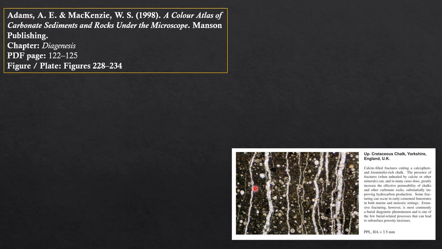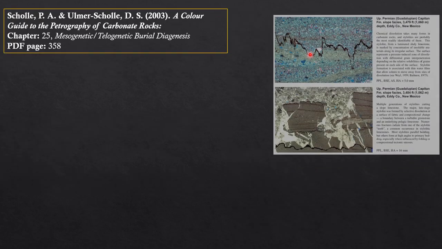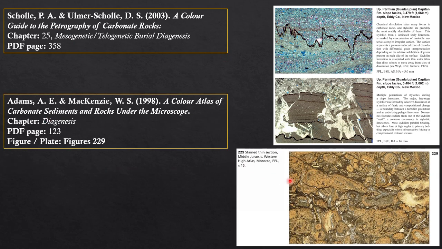They have also shown the calcite vein in the carbonate thin section. We have also this reference from this book, 235 thin sections. We have a calcite vein in the carbonaceous thin section, an image of the carbonate rock. We have also the stylolite reference, which you can see from this book, Adam McKenzie. They also reference the stylolite fracture in this thin section.